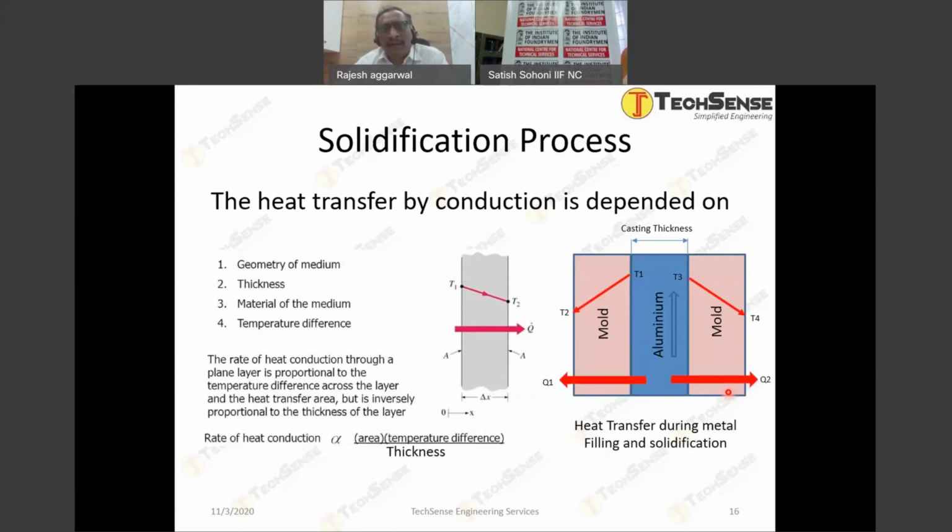Also, heat transfer by conduction depends on the geometry of the medium, thickness, material of the medium, and the temperature difference. If we look at it in terms of the die casting process, aluminum is passing through the die on both sides, left and right. On the right side, the image shows the mold surfaces, and there is heat transfer Q1 and Q2. And this rate of heat conduction will directly depend on the area, the temperature difference, and the thickness. Right? So that is a basic heat conduction equation, which is very, very useful to understand in order to dive deep into the die casting process.